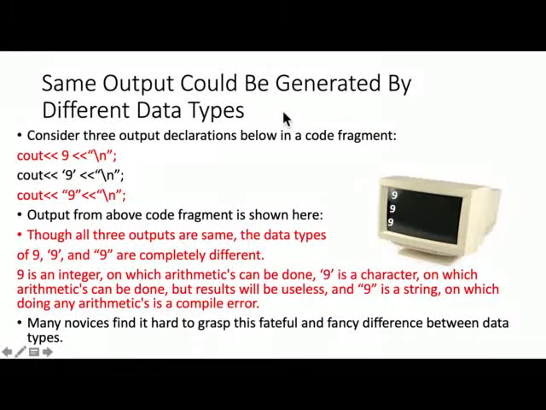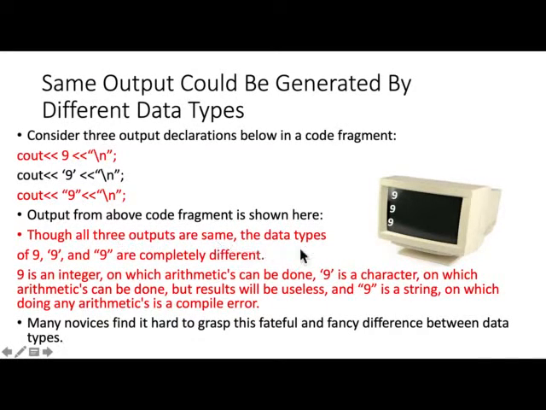You have to be very careful. The same output could be generated by different data types. Consider these three output statements below in a code fragment. I say cout just integer 9. This is just the line break. That means the next output should be on the next line. Then I have cout quote 9 quote. That's a character. Or I have cout double quotes 9 double quotes. Well, if you look at the output, they're all going to look to be the same, 999.